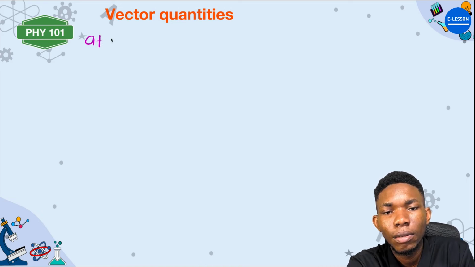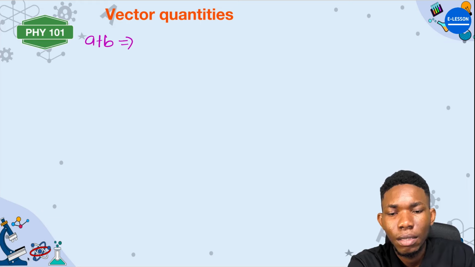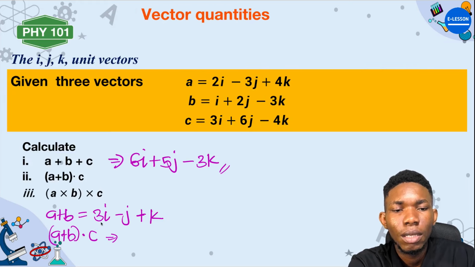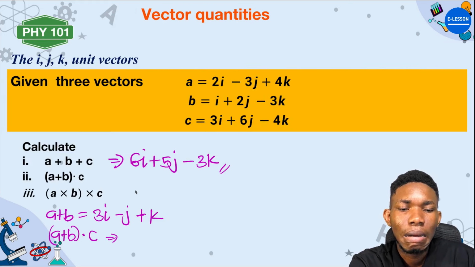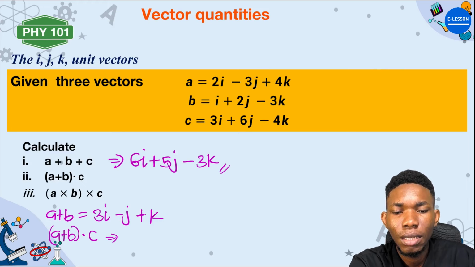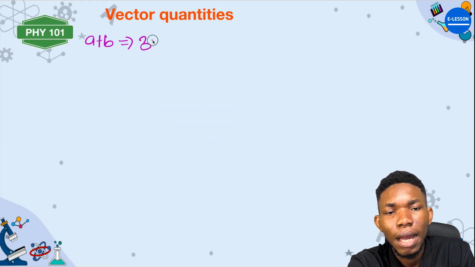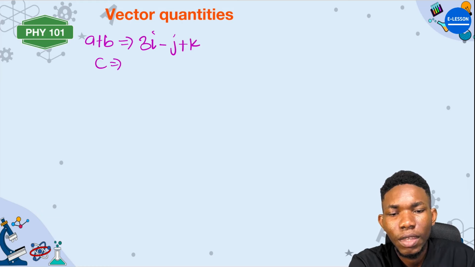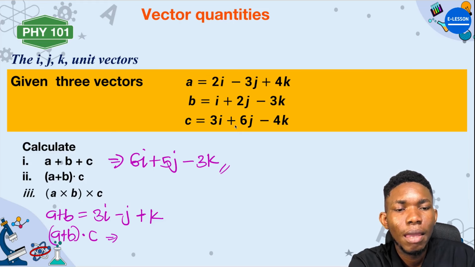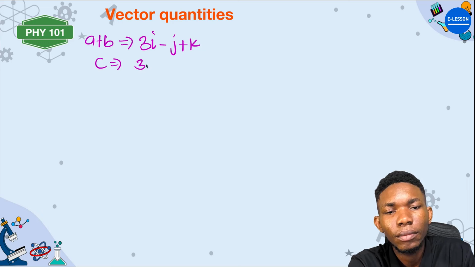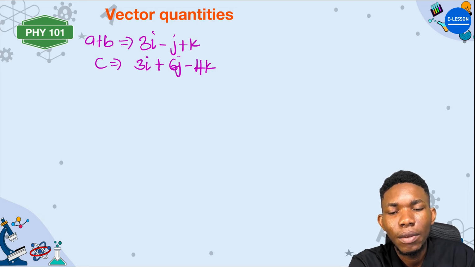A plus B first. What is the value for A plus B? A plus B is 3i minus j plus k. So we come here, right? 3i minus j plus k. What is our C? C is 3i plus 6j minus 4k. Is that okay?